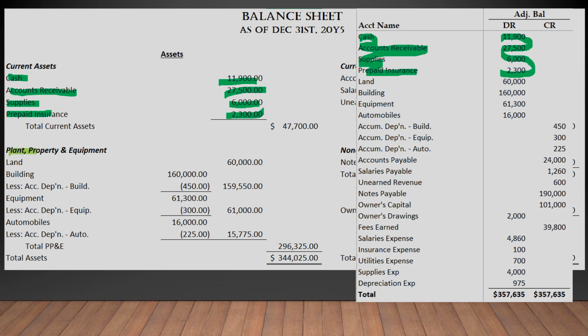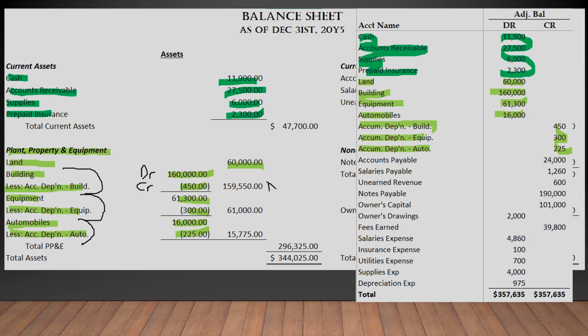Next, we look at our plant, property, and equipment. We'll have land in this section, along with our depreciable assets. We want to be sure and pair each asset account with its respective accumulated depreciation account. Since the asset account carries a debit balance and its contra account carries a credit balance, the two will net against one another to provide each asset's net book value, or its unexpensed portion.